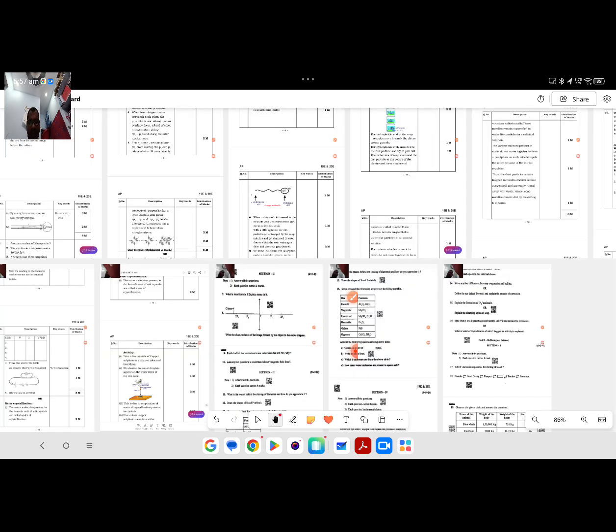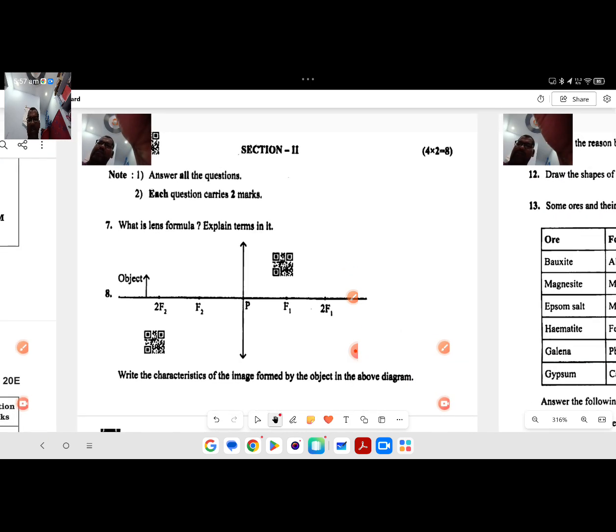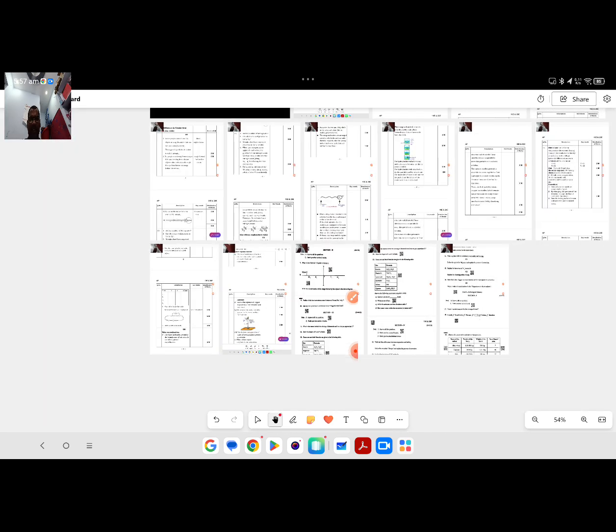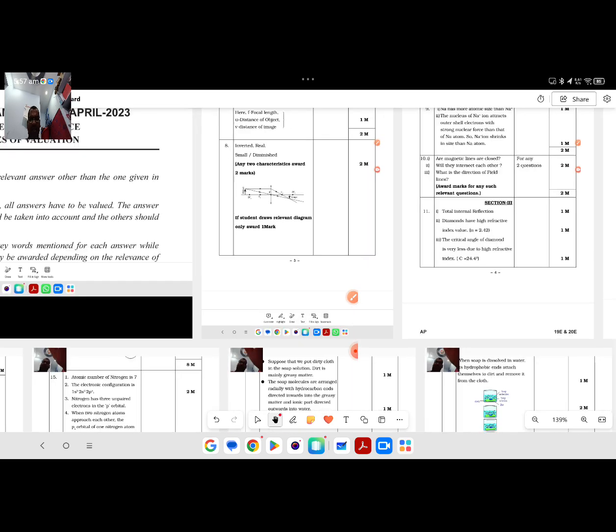So look at the seventh question. What is the seventh question here? Write the length formula and explain each term in it. Right? So it was a 2 marks question. So look at the key sheet for this. The key sheet is here.